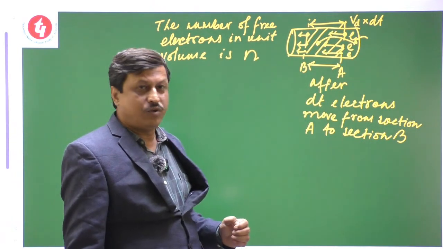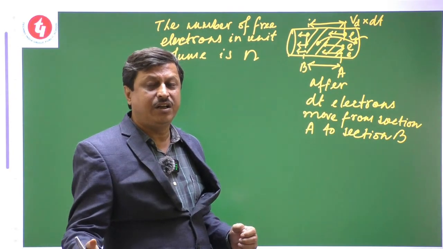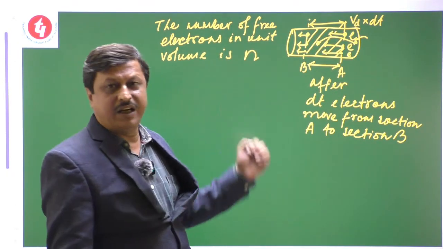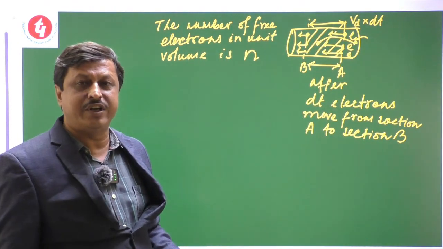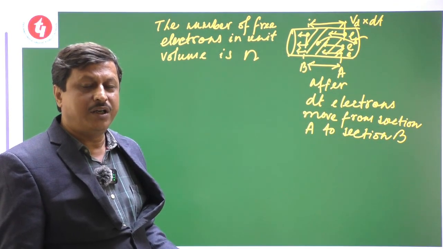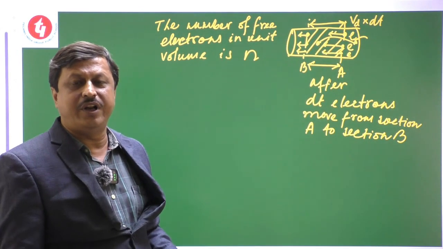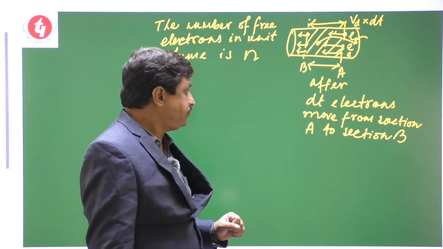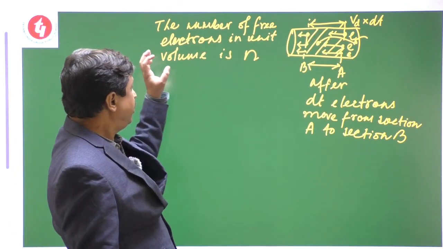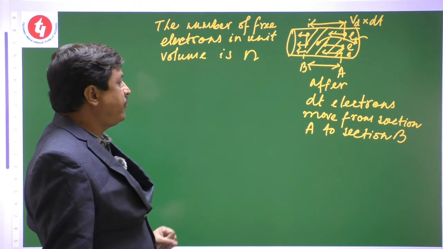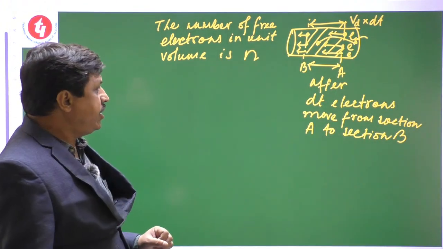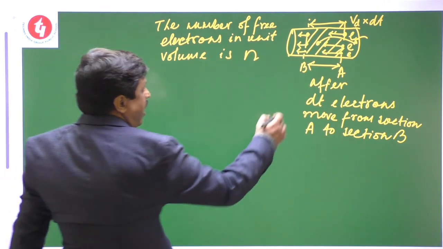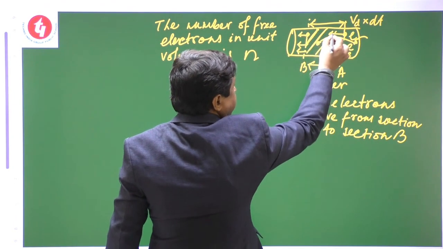So which is a good conductor? Where n is large, that material is a very good conductor, like copper, which has a larger free electron density than iron. So say the number of free electrons present in unit volume is n. Then what is the number of electrons present in the AB section?